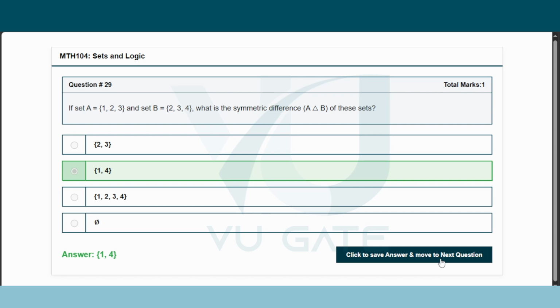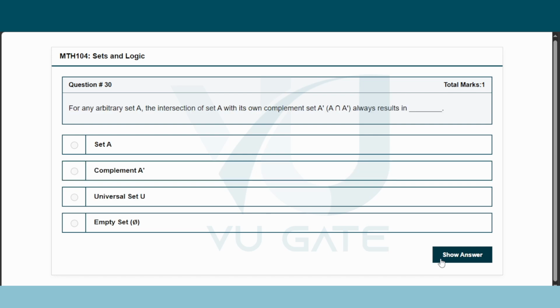Question number 30. For any arbitrary set A, the intersection of set A with its own complement set, A intersection A prime, always results in blank. The correct answer is empty set.